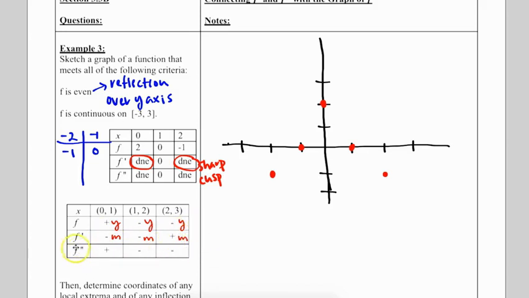Cool. And then, okay, what does our second derivative tell me about the function? Okay, that tells me about concavity. So because we're positive here with a second derivative, that means that we are concave up. Concave down, since we're negative, here and here.